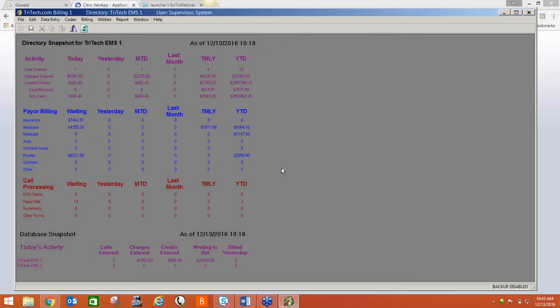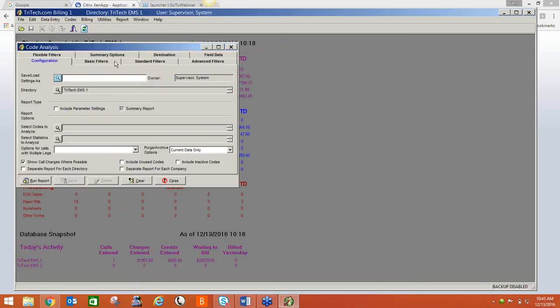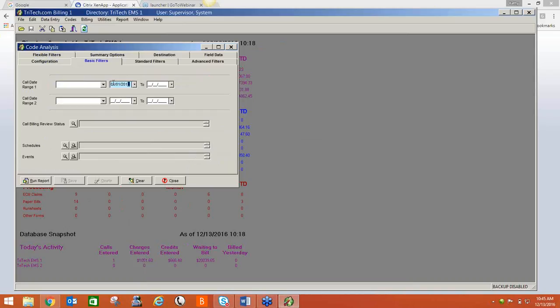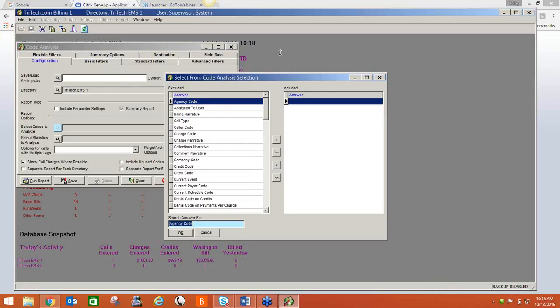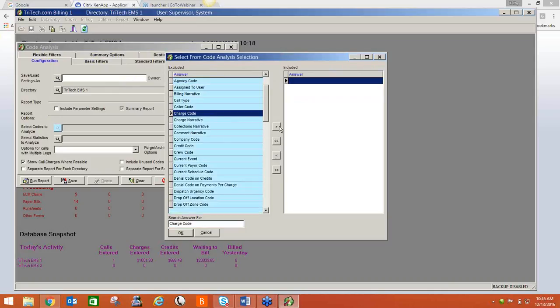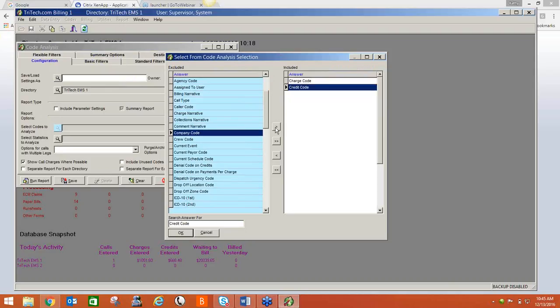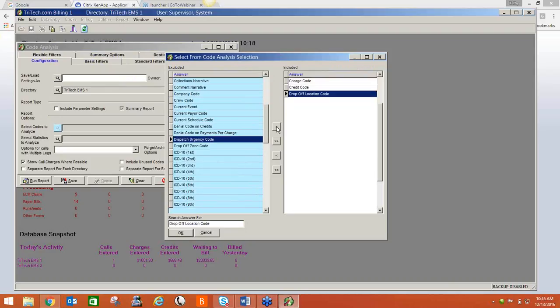Another report that is one of my very favorite reports at the end of the year is the Coda Analysis report. And when we come to the Coda Analysis report, we can simply select our date range. Again, choosing 2016 dates. And then what codes do we want to analyze? Sometimes we like to look at our charge codes or our credit codes. Maybe we want to look at our drop-off locations. Maybe we want to look at our pickup locations as well.